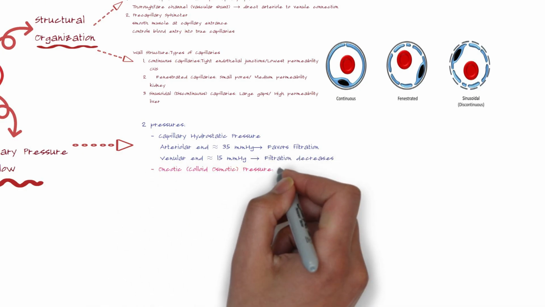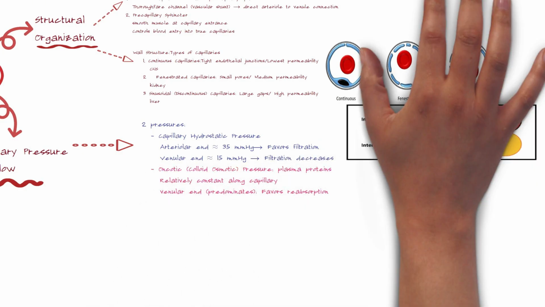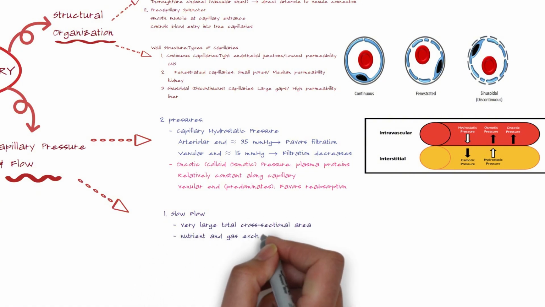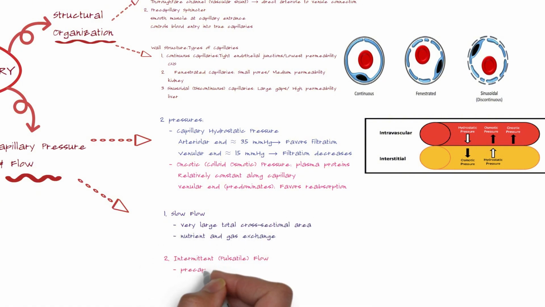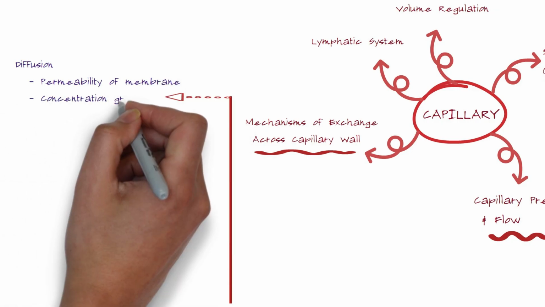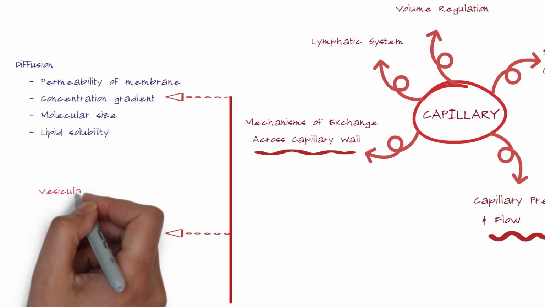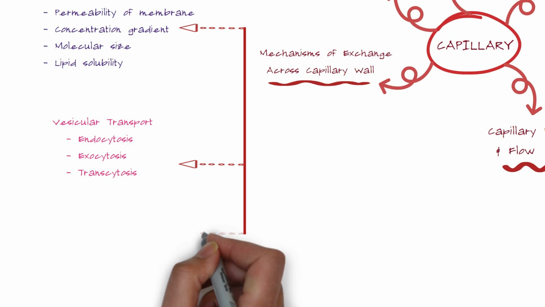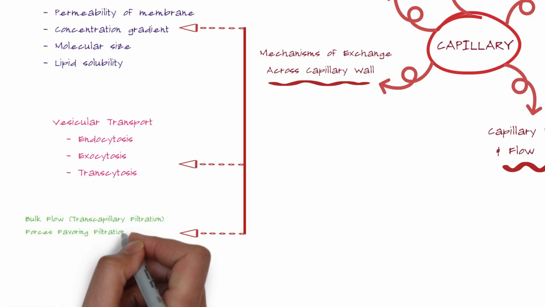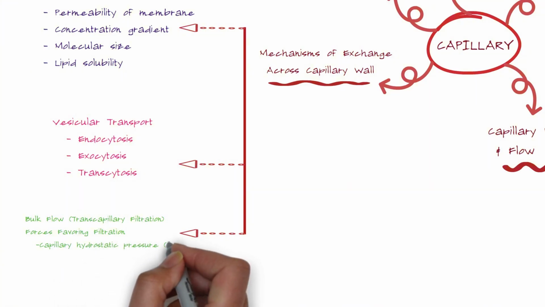After that, we explored the mechanism of exchange across the capillary wall, which occurs either through diffusion, vesicular transport, or transcapillary filtration. Remember that the bulk flow net filtration equals the filtration coefficient multiplied by the force for filtration minus the force for reabsorption. Remember the hydrostatic pressure pushes water out while the capillary oncotic pressure pulls the water back in.